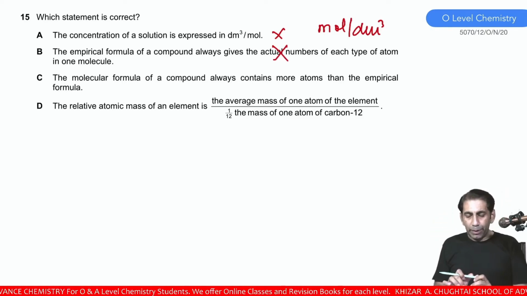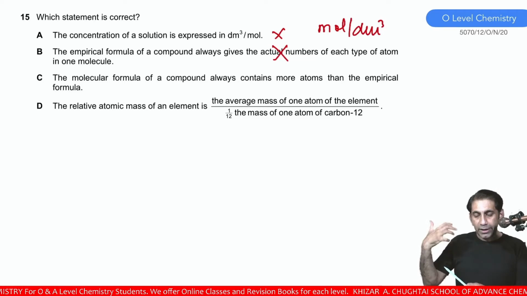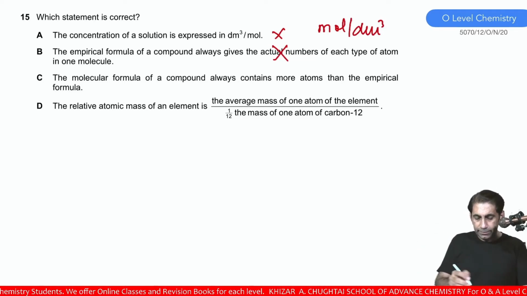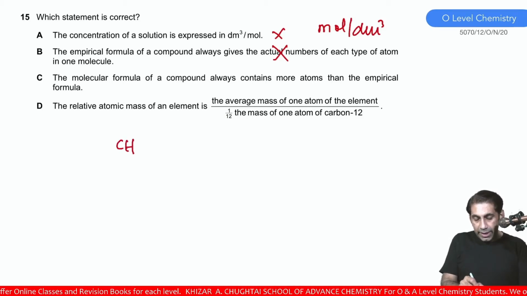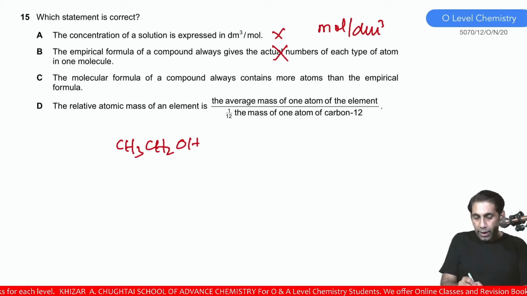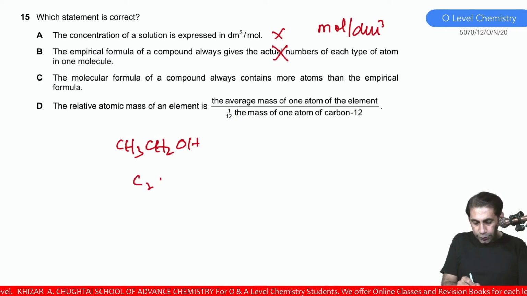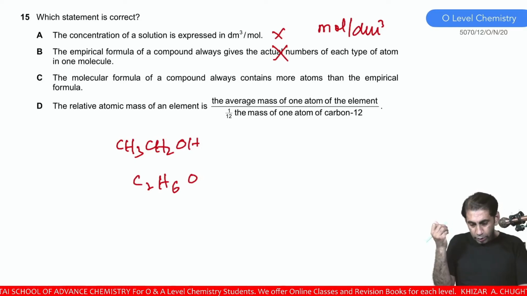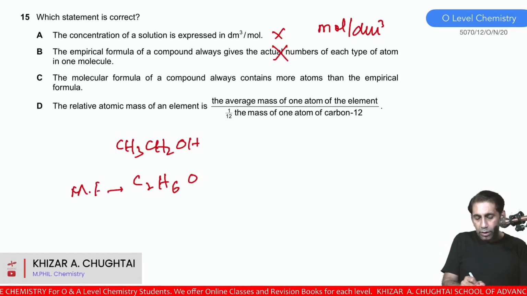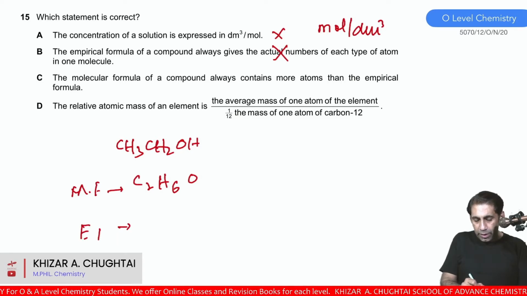The molecular formula of a compound always contains more atoms than the empirical formula. I think it is not always true. For example, I'm going to write it over here: CH3CH2OH. This is the formula of ethanol. And what is its molecular formula? C2H6O, right? And what is its empirical formula?